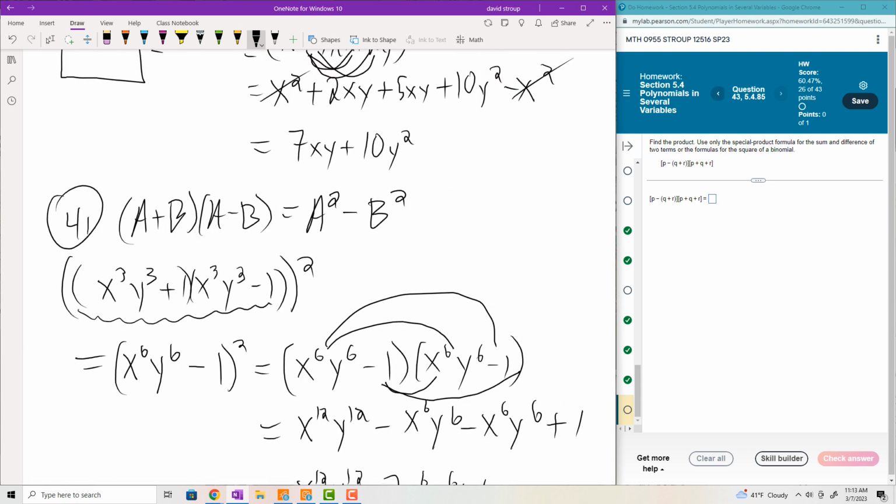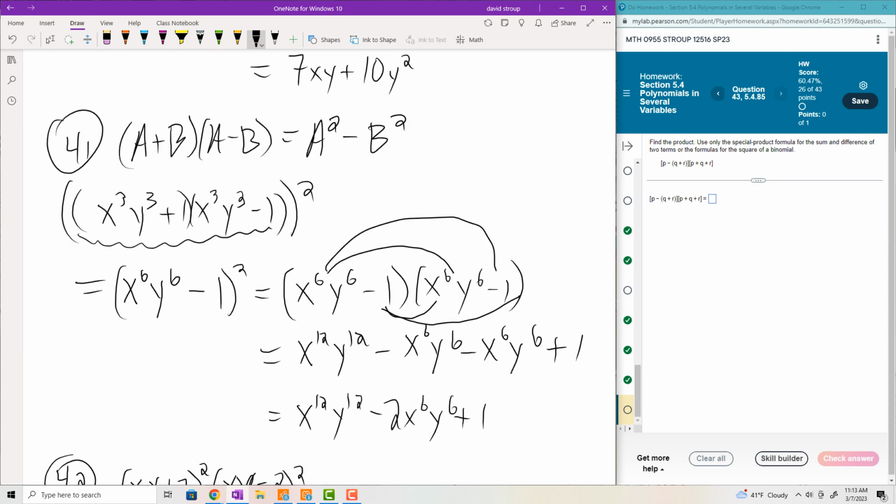So if you don't get the a squared minus b squared, you're going to have to sit there and multiply the heck out of it, right? So in this one, you would have to first multiply out these two inner terms and then square. That's the same as what I did there anyways. If you can't do the formula, it'll end up being x to the 6, y to the 6, then the outer minus x cubed y cubed, and then the inner plus x cubed y cubed, and then the last minus 1. And then these two cancel, and then you get to the next step.